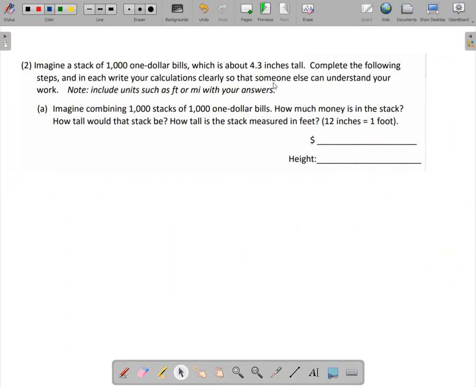A stack of 1,000 $1 bills is 4.3 inches tall. If they're fresh, crisp bills. If they're wrinkled up bills, it's going to be a bit taller, right? But fresh, crisp bills packaged at the bank or from the mint, they're going to be 4.3 inches tall. Okay, so that's super useful to know. And mathematically, I can write this.